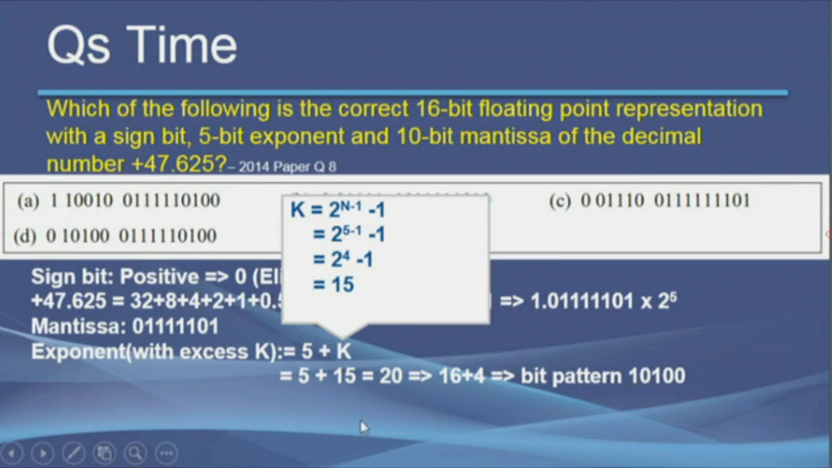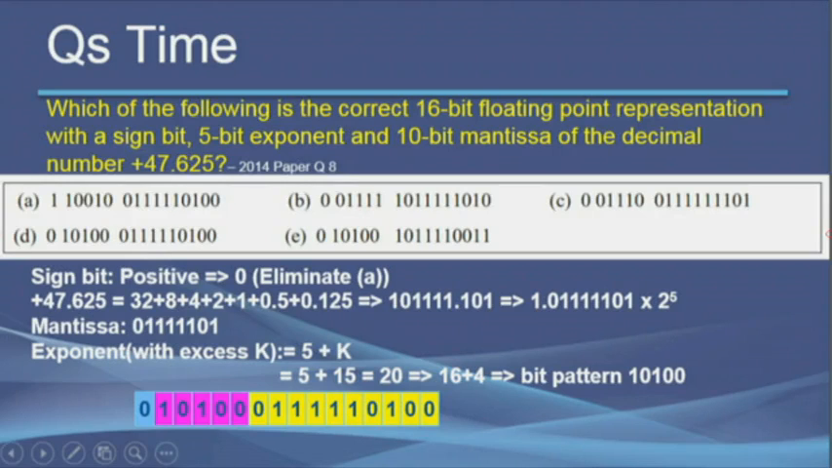Again you can see how to calculate the excess k. In this case, the question clearly says 5 bits for the exponent. So we can solve the equation 2 to the power 5 minus 1 minus 1, which gives you 15. 15 plus 5 is 20. Again you can come up with the bit pattern to represent 20 with 5 bits, because we have a 5-bit exponent. So this is our representation.